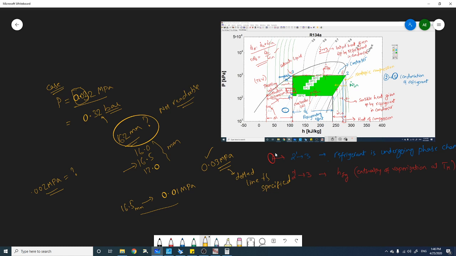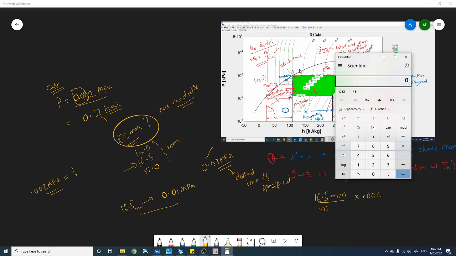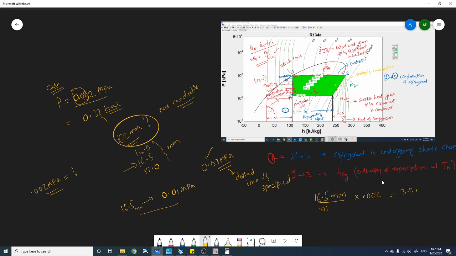So for that the simple interpretation would lead to something like this: 16.5 mm divided by 0.01 multiplied by 0.002. How much would it be in millimeter? 16.5 divided by 0.01 is 1650. This multiplied by 0.002 is 3.3 mm. Since it is difficult to mark or read 3.3 mm on a ruler, you can round it off to 3.5 mm. I'm sure 0.5 mm is very easy to locate using a steel rule.